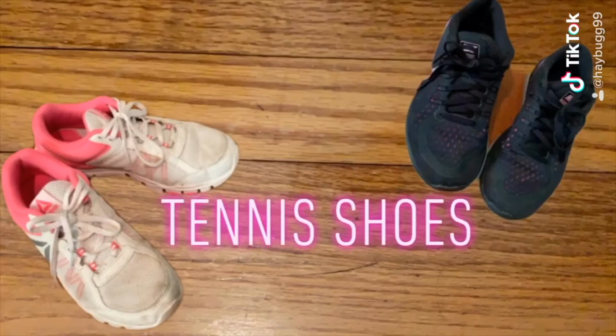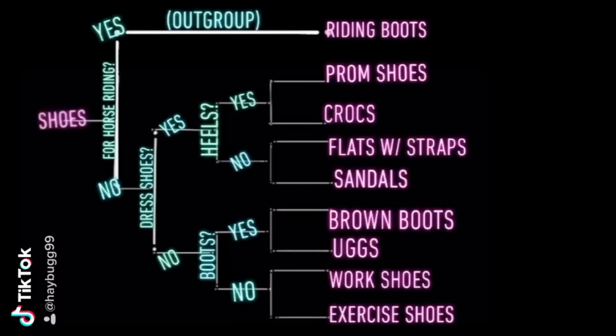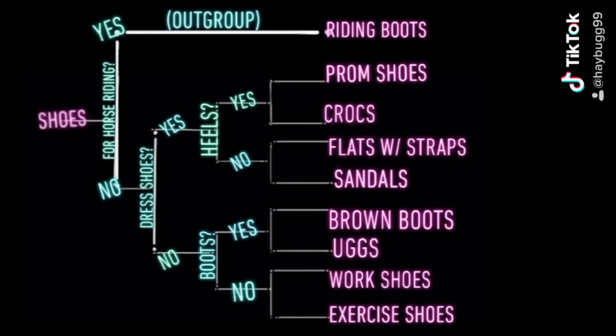Here we have my tennis shoes, which are separate from the boots section, and the white ones are my work shoes and the black ones are my exercise shoes. This is how our phylogenetic tree turns out. We have an outgroup, which is the riding boots. Then we have a section for dress shoes and non-dress shoes. The dress shoes are divided into heels or flats, and the non-dress shoes are divided into boots or tennis shoes.